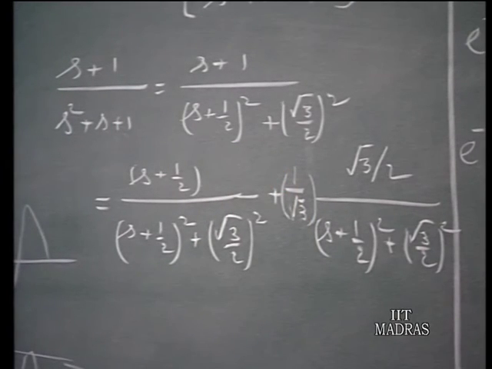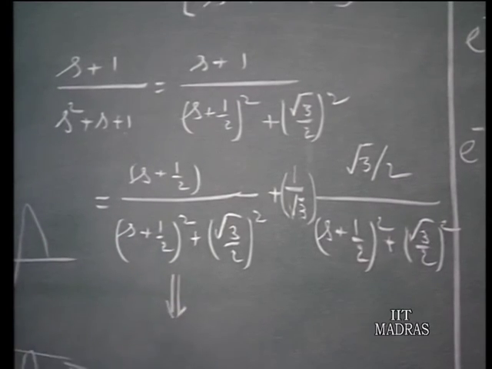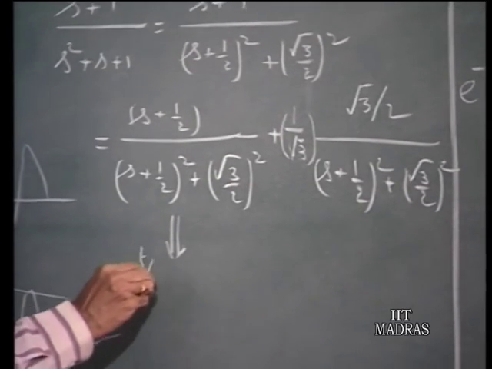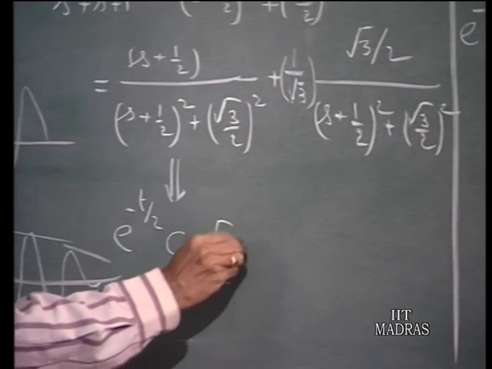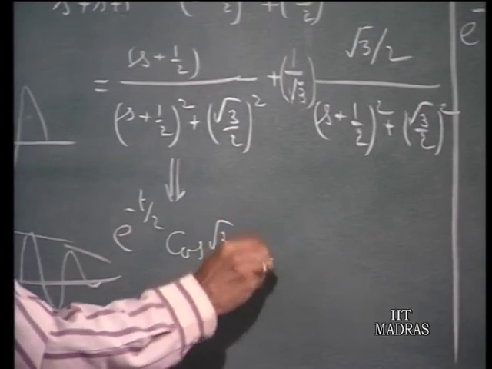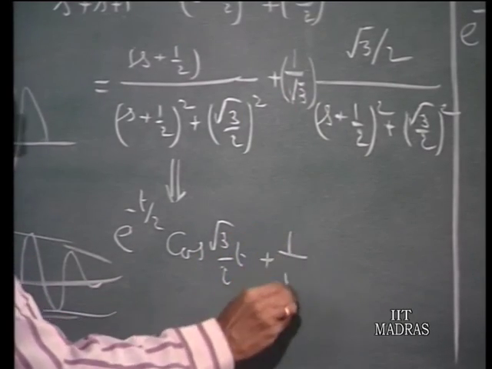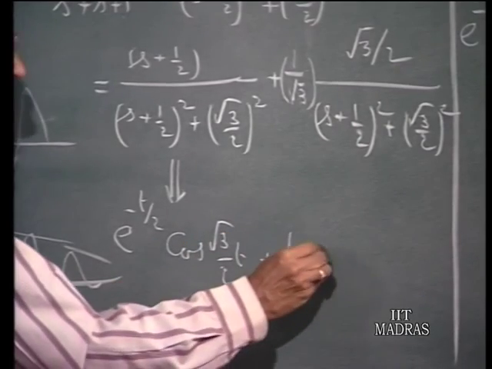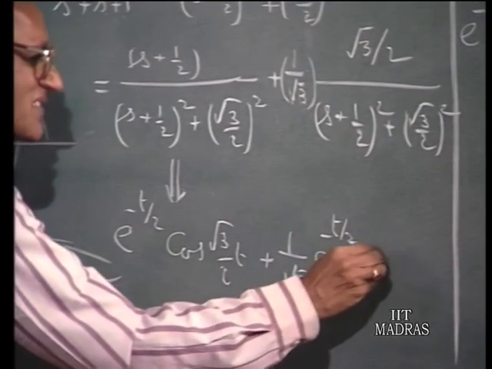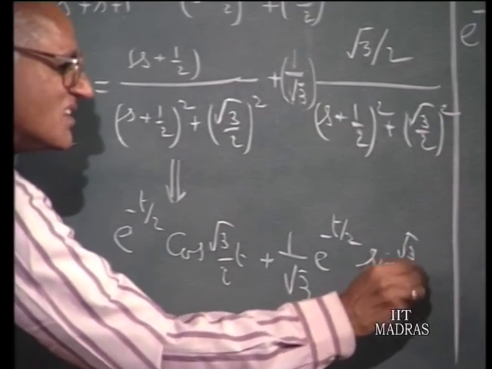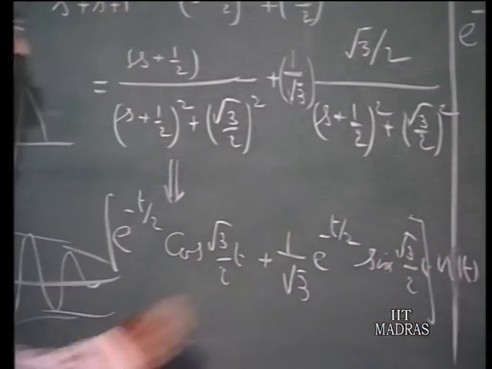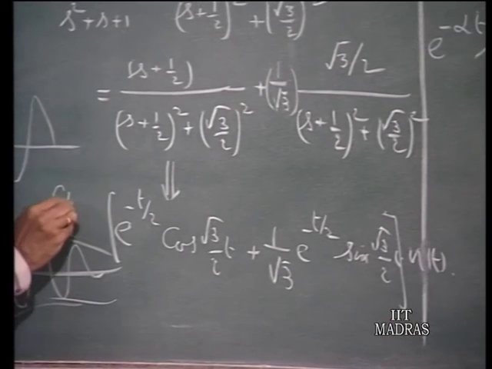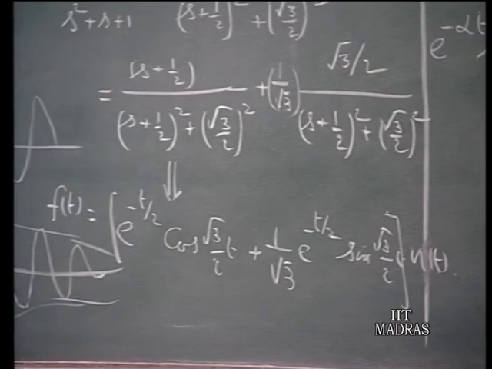Then you have s plus half, this term we know is the Laplace transform of e to the power of minus t by 2 cos root 3 by 2 t, and this term will be 1 over root 3 e to the power of minus t upon 2 sin root 3 by 2 t, and of course, the entire thing is multiplied by u(t). That is the f(t), which corresponds to this Laplace transformation.